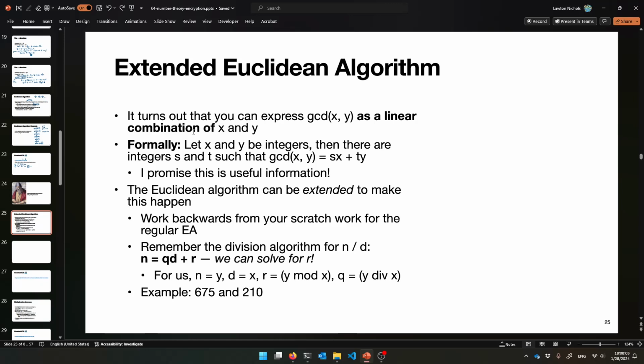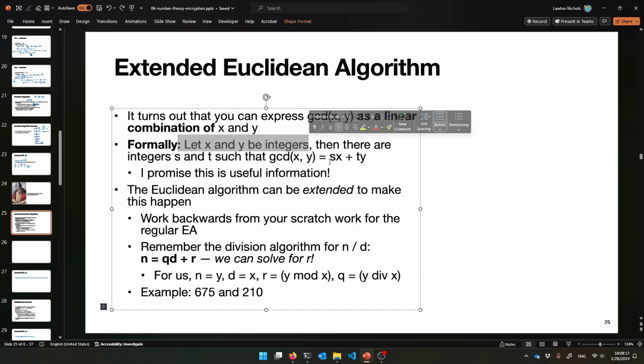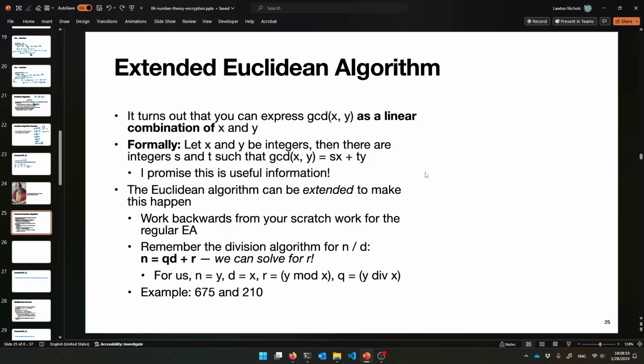So here's it being spelled out logically. Let x and y be the integers that you're taking the GCD of. Then there are integers s and t such that the GCD of the original x and y is representable as a linear combination of those original two numbers x and y. I promise this is useful. It's really good. It's useful for encryption. We'll get there, okay? But that's the idea.